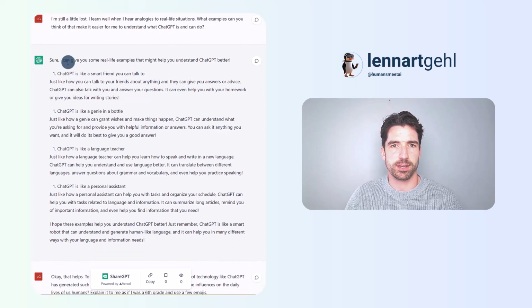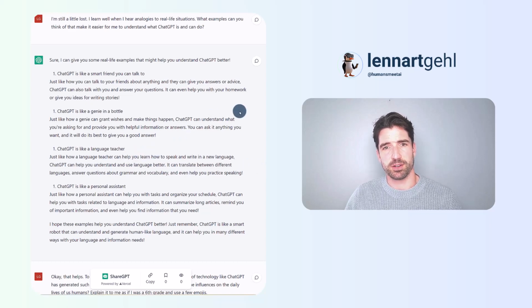So sure, I can give you some real life examples that might help you understand ChatGPT better. Okay, ChatGPT is like a smart friend you can talk to. ChatGPT is like a genie in a bottle. It's like a language teacher, personal assistant. Okay, fair. Now I think the explanations are okay too.